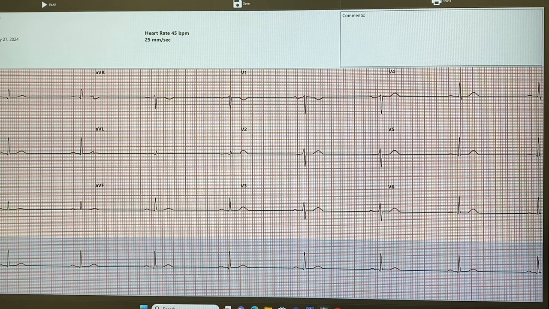Again, good to know because this is a Brady. An inverted segment would mean ischemia, and an elevated one would be an MI. Correct, an infarction. That's right.